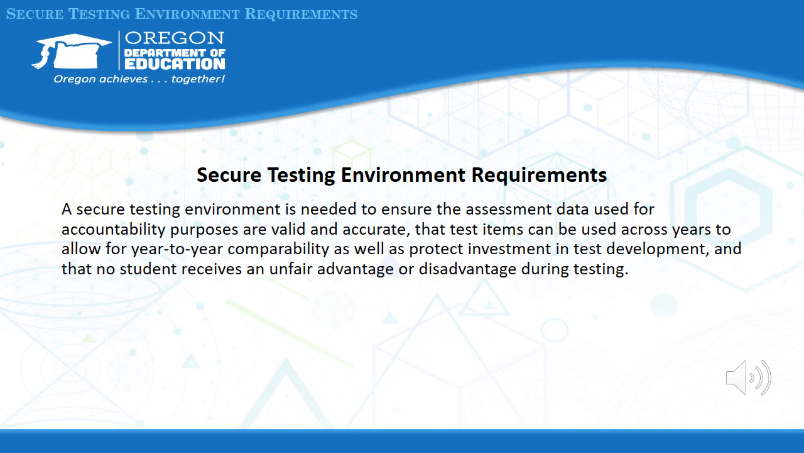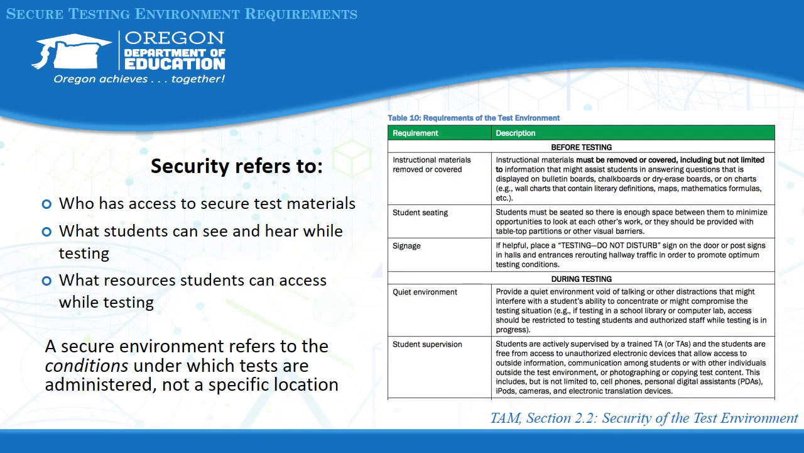Ultimately, the goal of maintaining a secure testing environment ensures that no students have an unfair advantage or disadvantage during testing. Section 2.2 of the TAM addresses the requirements for maintaining security of the test environment. Test security generally involves who has access to secure test materials, what students can see and hear while testing, and what resources students can access while testing.